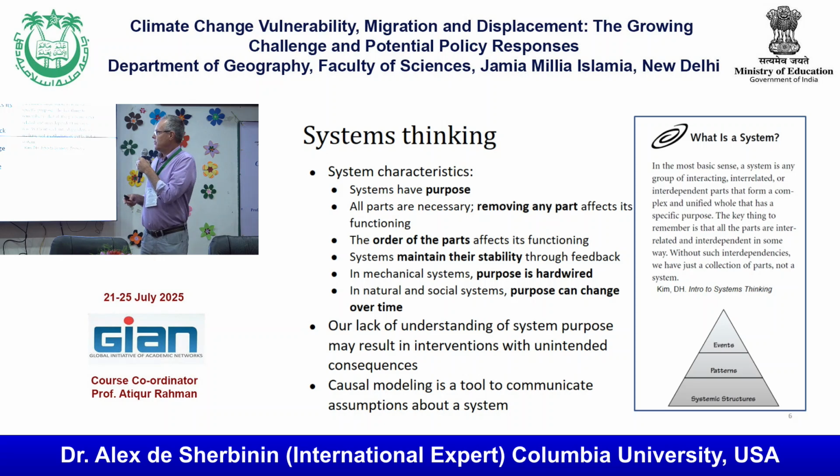So what are some characteristics of systems thinking? Let me just first read the quote. In the most basic sense, a system is any group of interacting, interrelated, or interdependent parts that form a complex and unified whole that has a specific purpose. The key thing to remember is that all the parts are interrelated and interdependent in some way. Without such interdependencies, we have just a collection of parts, not a system.